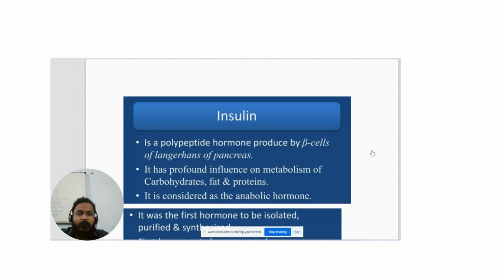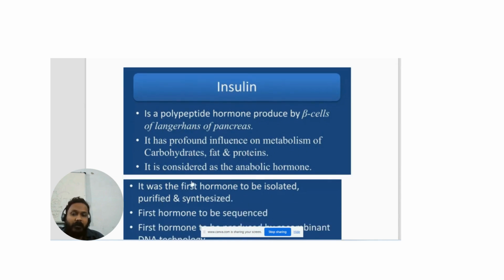So first of all, we start with the insulin. Insulin is a polypeptide hormone. It is produced by the beta cells of Langerhans of pancreas. Pancreas is a mixed endocrine gland. It releases enzymes and hormones. It has profound influence on the metabolism of carbohydrate, fat, and protein. It is considered as an anabolic hormone.